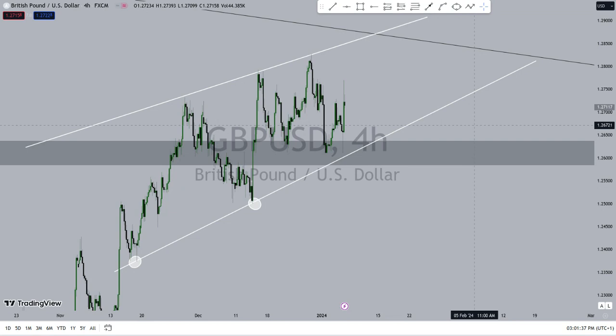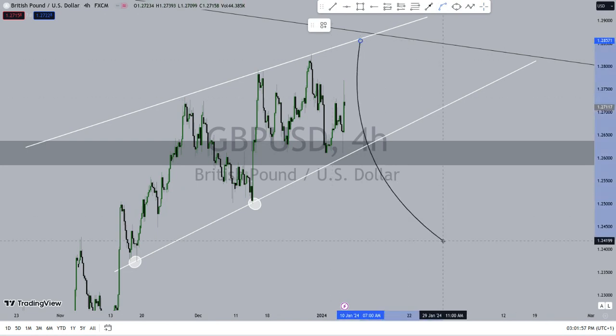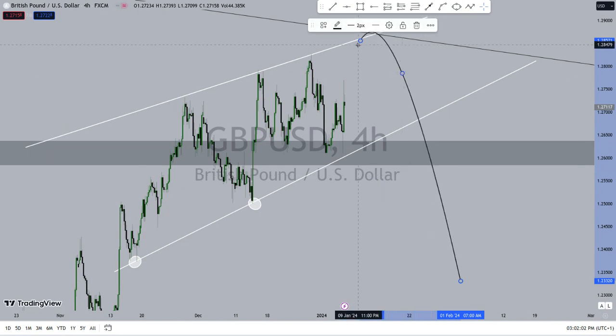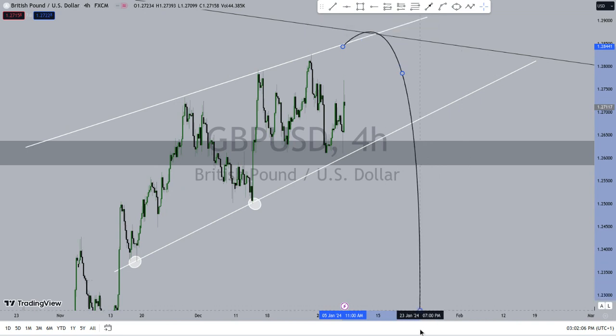But when the market opens, we should be looking out for a sell on GBP USD. Price may decide to come up above here again for the fourth time to give something like this.